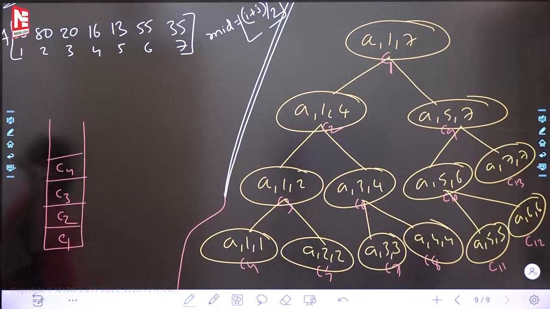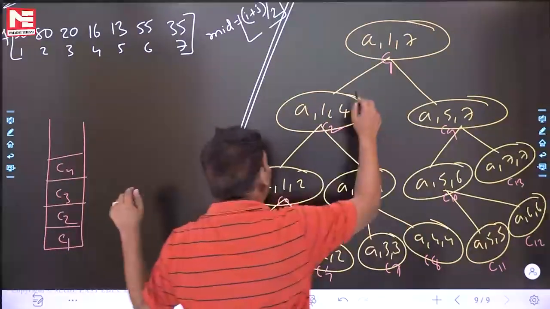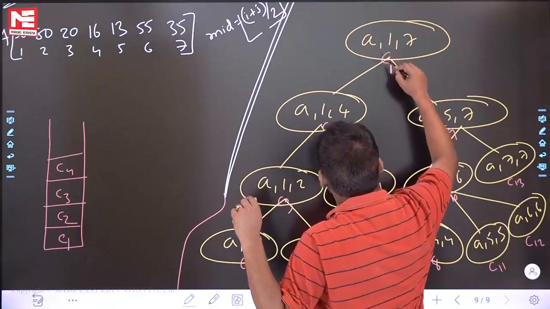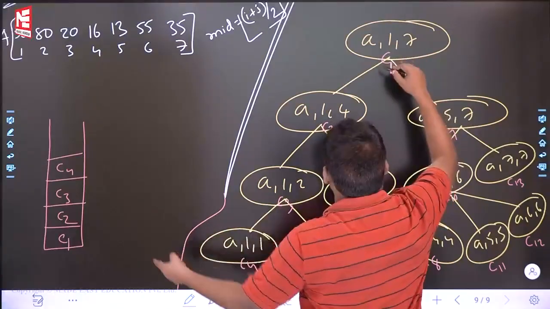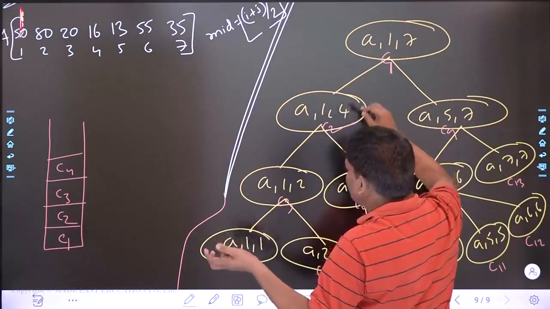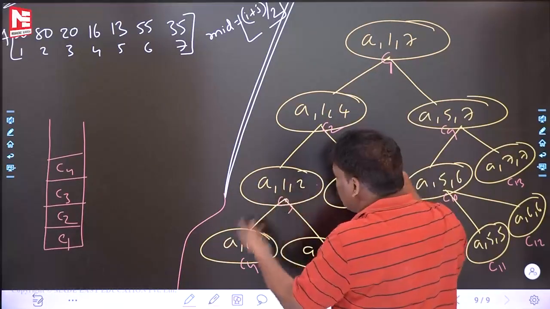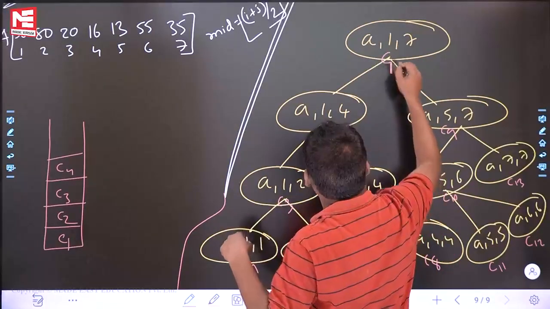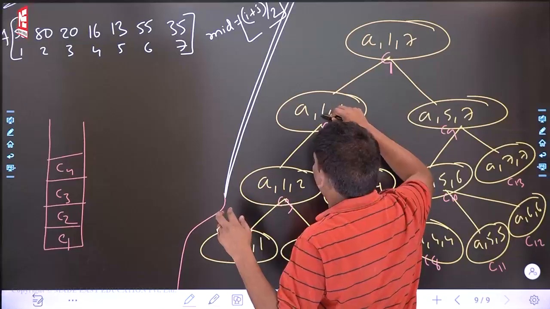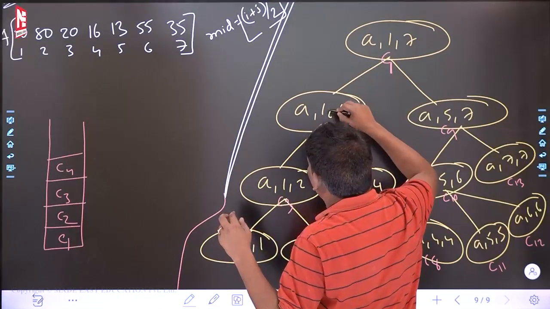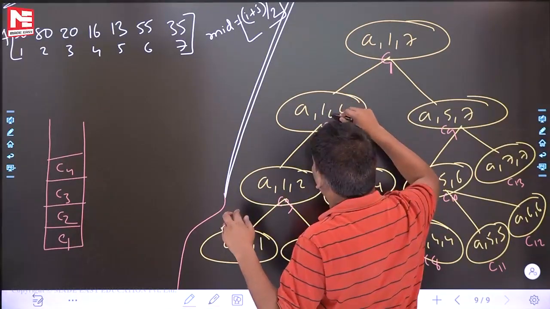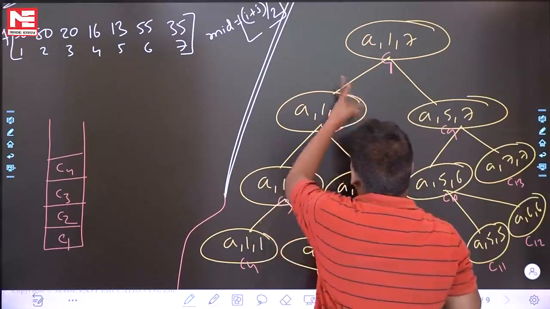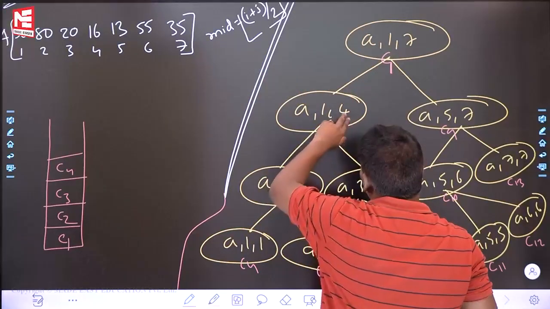No one is required. See this one, what is the meaning of calling? Who was called first? C1. C1 called first means C1 will be pushed first onto the stack. After C1, C2 will be pushed. After C2, C3 will be pushed. After C3, C4. Some people are asking, why did the push happen? Function call means push. Why? To complete this one, this is required. When you call this one, it will also be pushed. When you say function call, push. When you say function over, pop.